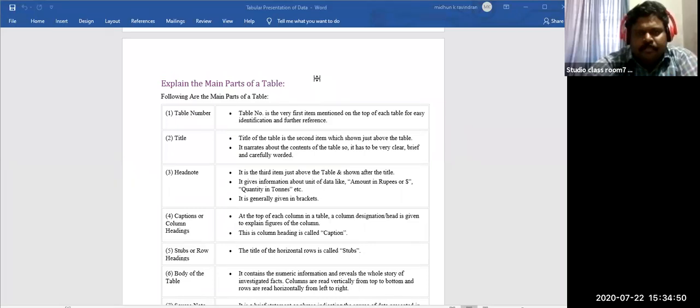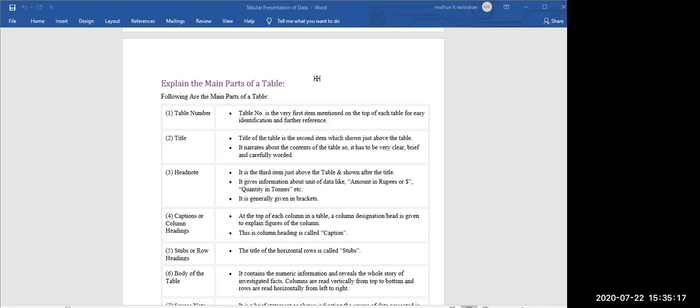What is the table going to describe? What is the table going to tell us? That should be there in the title. It always says about the content of the table. What is the table containing? It has to be very clear, brief, and carefully worded. Almost all titles are carefully created. It should be brief and very clear. That is the importance of the title.